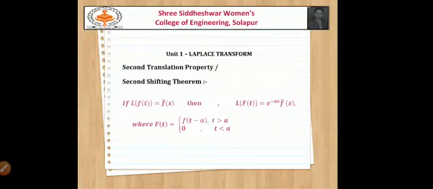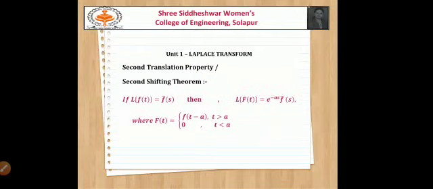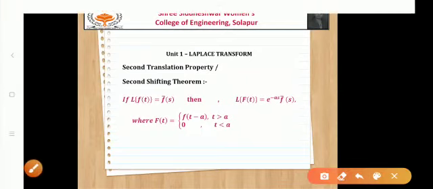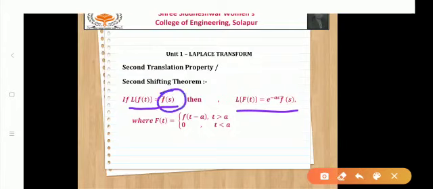Its statement is, if Laplace transform of f of t equal to f bar of s, that is, if you are having a function small f of t, and its Laplace transform you have obtained from the standard result or the methods which we have studied earlier, then the Laplace transform of capital F of t is just multiplying this f bar of s by e raised to minus as factor.